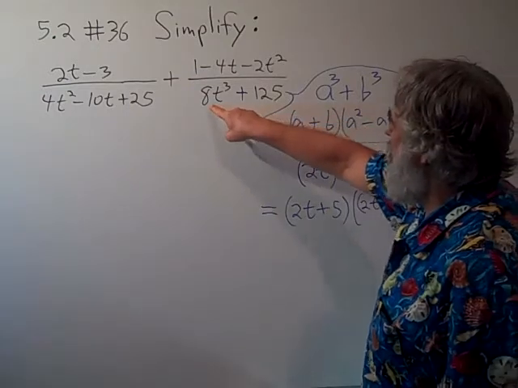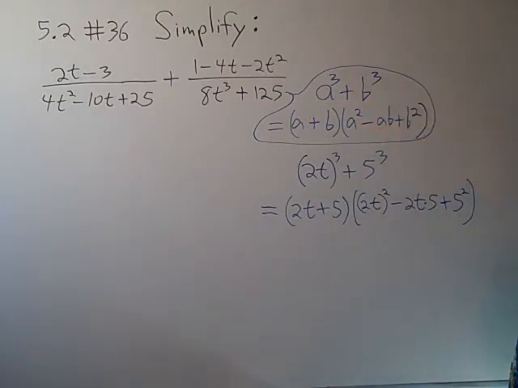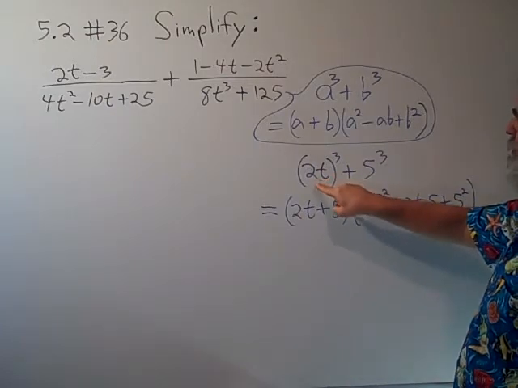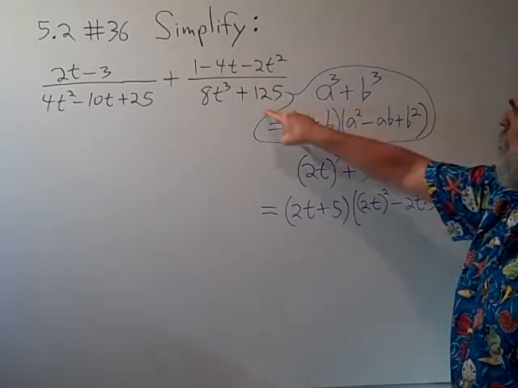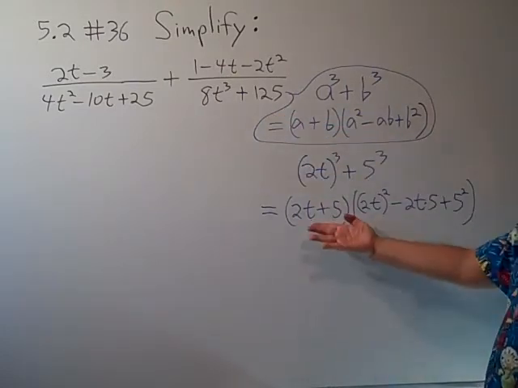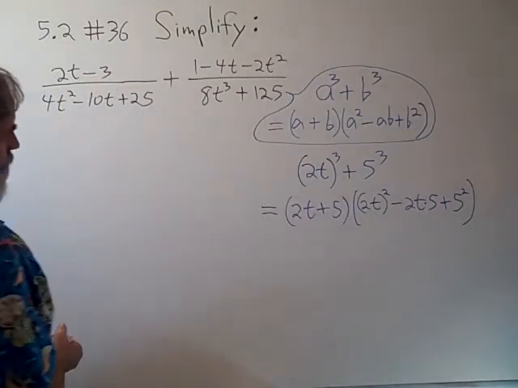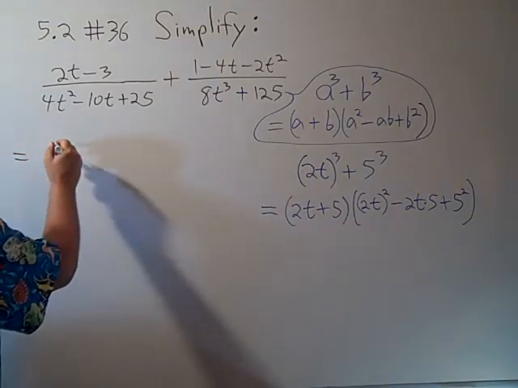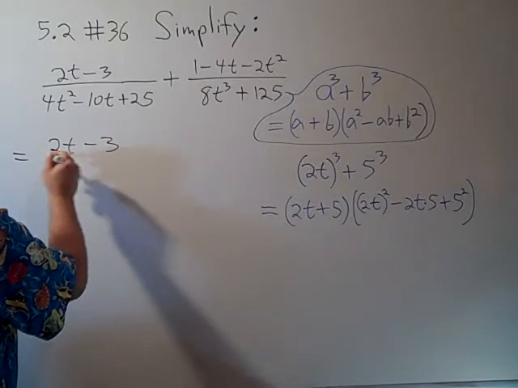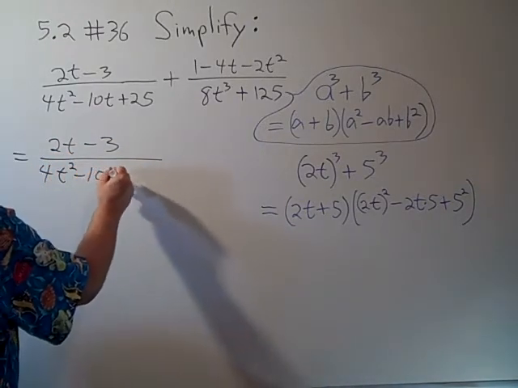The second denominator reminds me of the sum of cubes formula for factorization, because 2t times 2t times 2t, 2t cubed, is equal to 8t cubed, and 5 cubed is equal to 125. So following that pattern, we end up finding a factorization for the second denominator. So what we end up with here is 2t minus 3 over, this one doesn't factor.